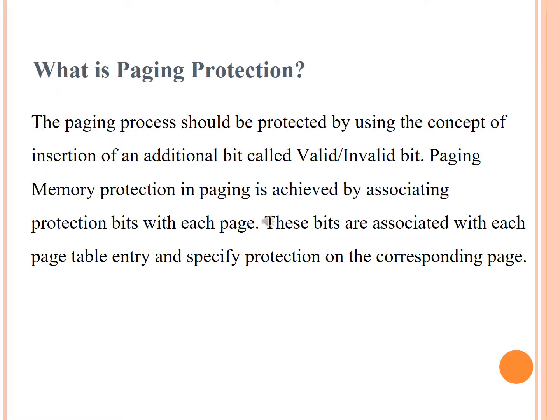Next, what is paging protection? The paging process should be protected by using the concept of insertion of an additional bit, the valid or invalid bit. Memory protection in paging is achieved by associating protection bits with each page. These bits are associated with each page table entry and specify protection on the corresponding page.